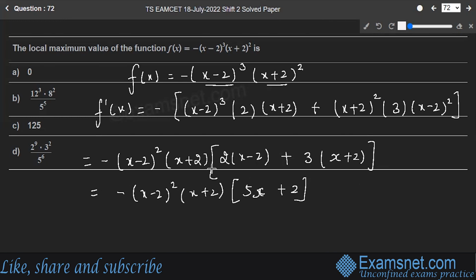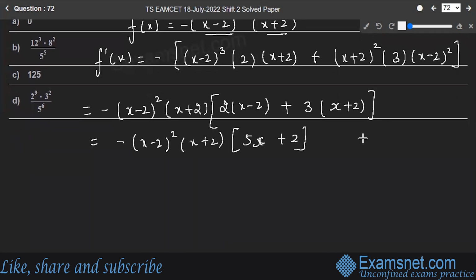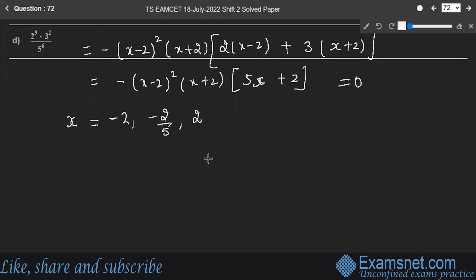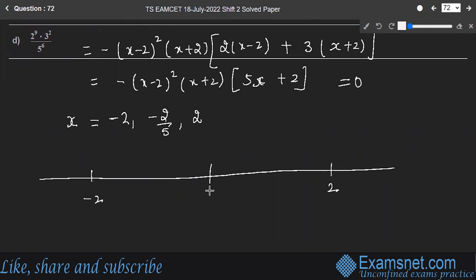Now, for the local maxima or minima, let's put this equal to 0. When you put this equal to 0, you will have three values for x. x can be either equal to minus 2, or minus 2 by 5, or 2. These are the three possible values for x. So let's see, in this line diagram, here is 2, minus 2 and minus 2 by 5.